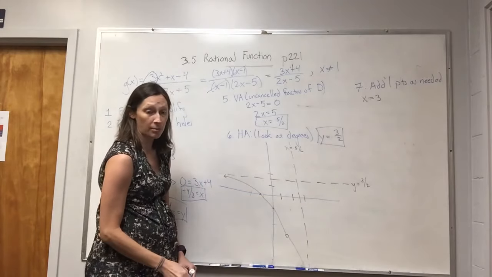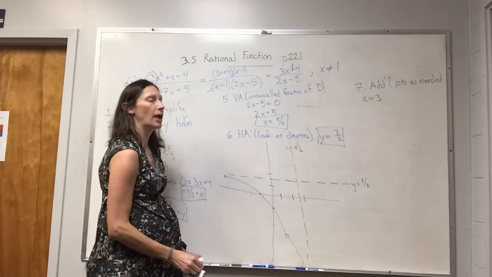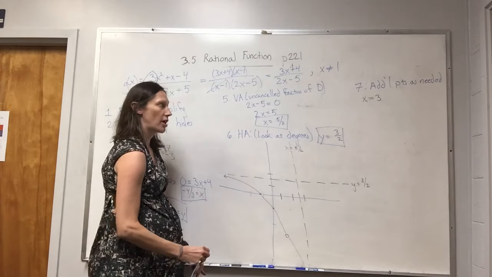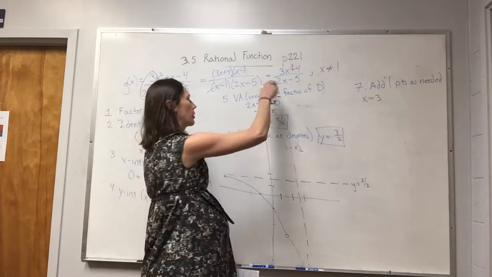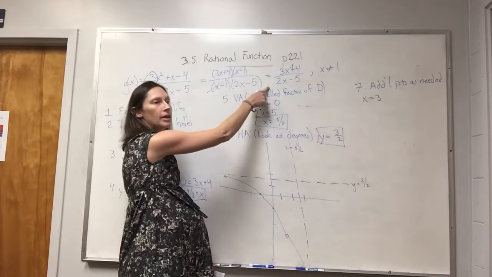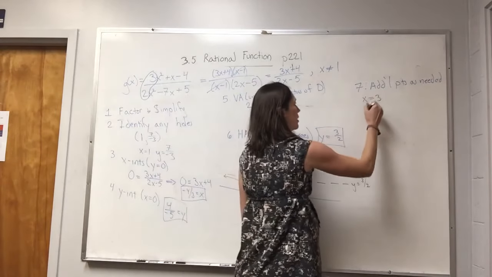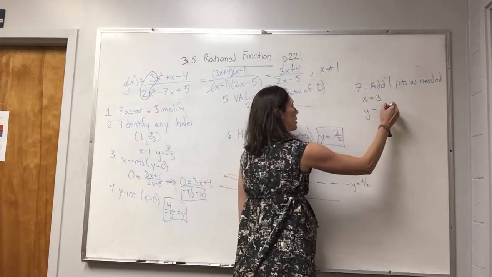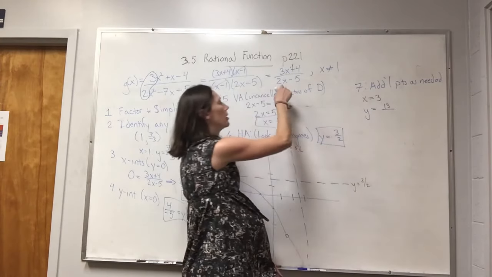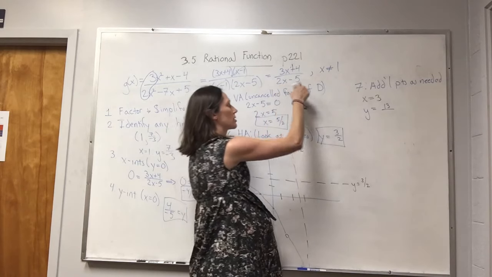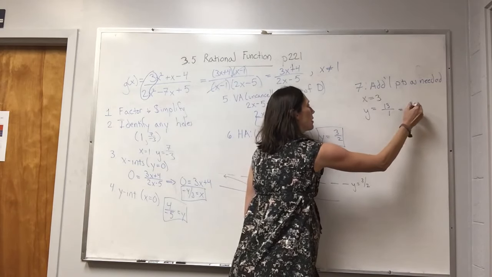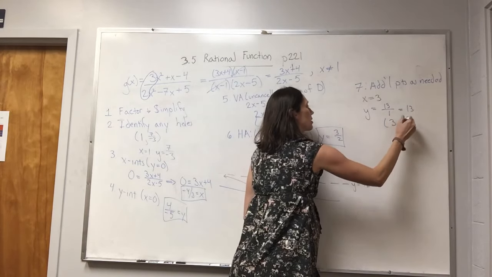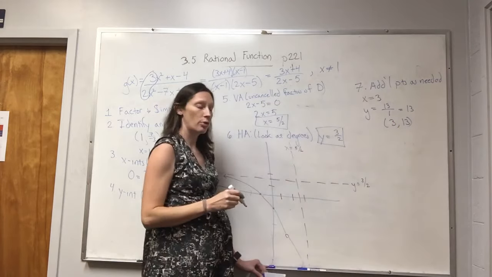I'm going back to just plotting points. Whenever I'm in doubt, I can just plot points and try to construct the graph. So again, I can plug 3 in anywhere. Let's plug it into the simplified version. So if x is 3, y is 3 times 3 is 9, 9 plus 4 is 13, 3 times 2 is 6, 6 minus 5 is 1. So here's an additional point. My graph goes through (3, 13).